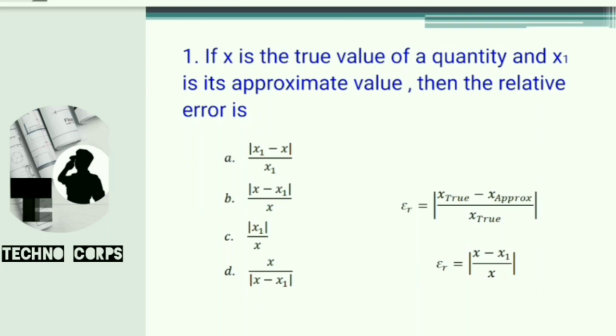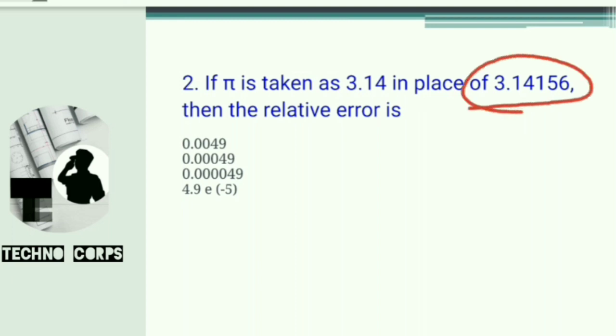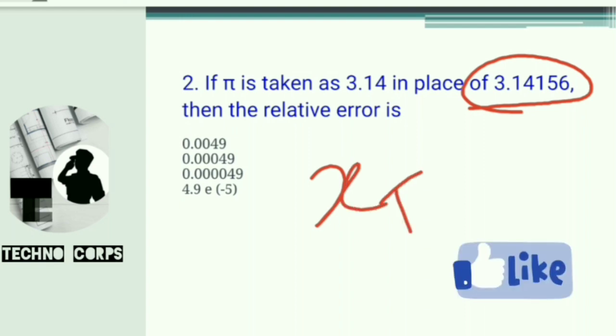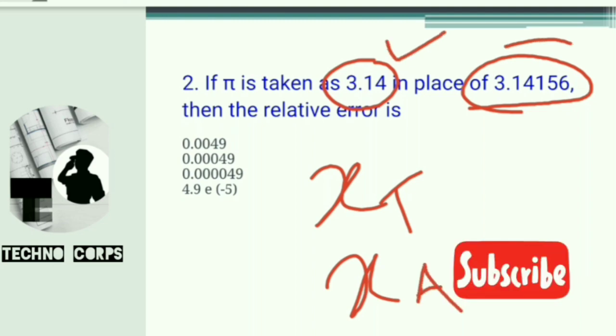Okay, what is the next question? The next question is again a relative error question, and it says that pi is taken as 3.14 in place of this value. Then what will be the relative error? So again we have the same type of question, but now with some figure values. Here this value 3.14156 is my true value, and 3.14 is the approximate value, because 3.14 is taken in place of this value.